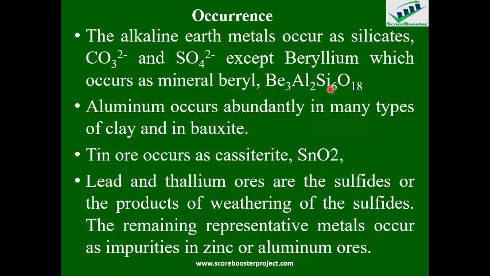The main ore of tin is called cassiterite, that is tin oxide. Cassiterite. So just try to get the name cassiterite. Lead and thallium ores are always in sulfide or a product of weathering of sulfide. So it can be in sulfide form, maybe lead sulfide, thallium sulfide, or the product from the weathering of other sulfide. So that's when you say lead and thallium.